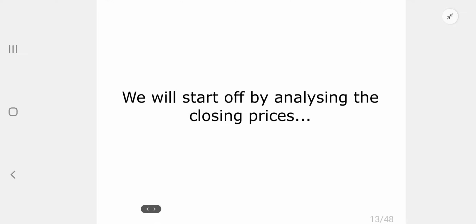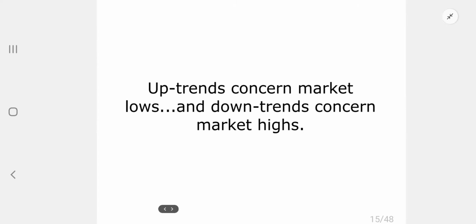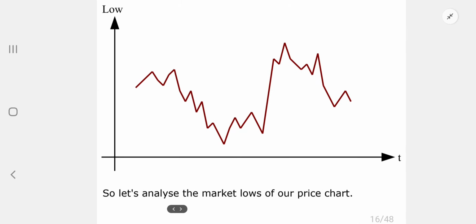We will start off by analyzing the closing prices. Firstly, we must note that the market high is more recent than the market low. Therefore, we say that the market has an upwards bias. Uptrends concern market lows and downtrends concern market highs. So let's analyze the market lows of our price chart.